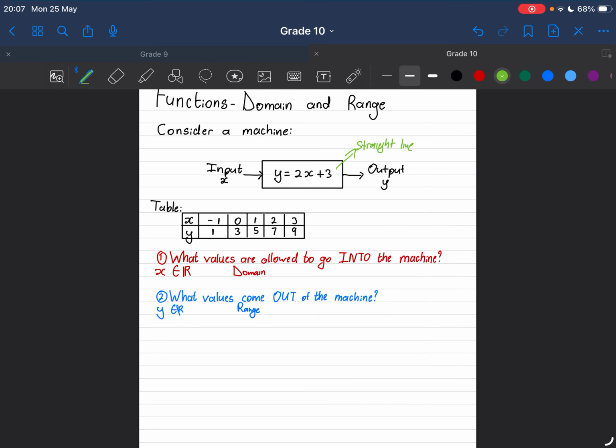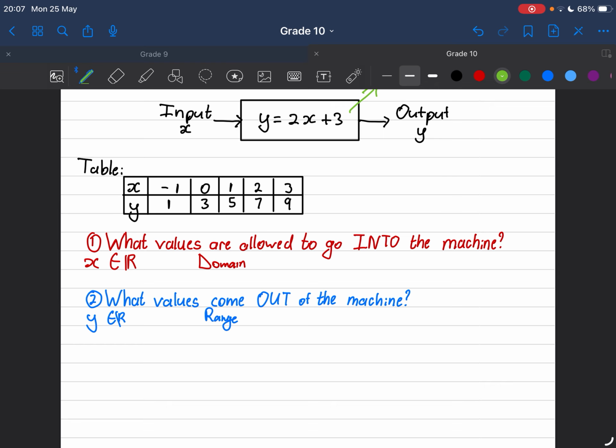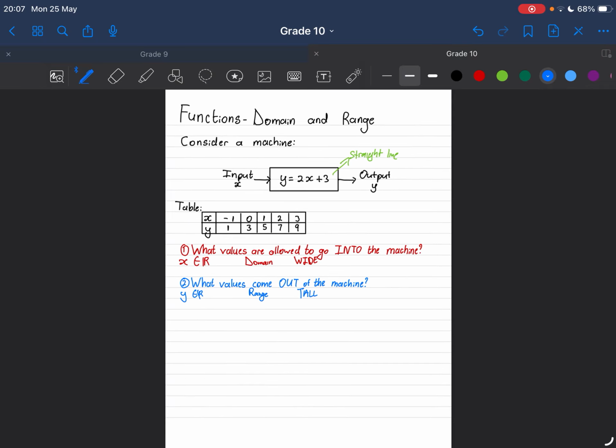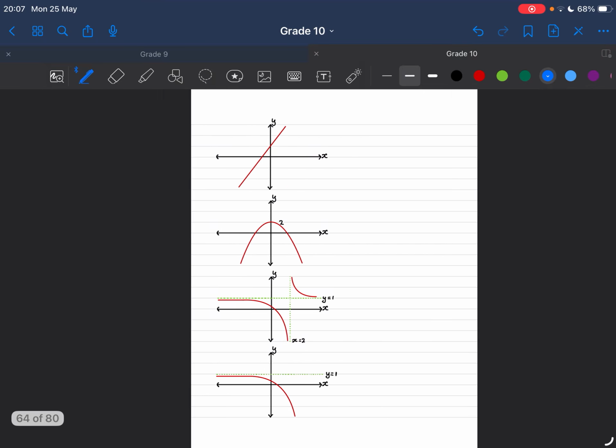But now the way we understand this is, it's easier to understand it from a picture, from a diagram. And we ask ourselves, along with these two questions, for domain, how wide is the graph? And for range, how tall is the graph? And then we answer it based on that. So let's look at this now. So let's start with the straight line graph.